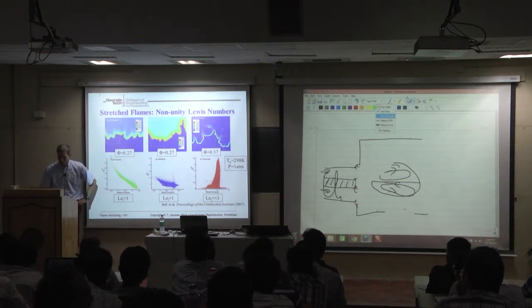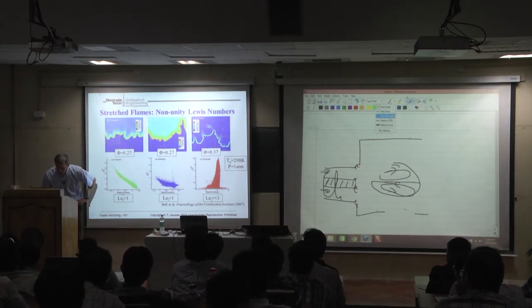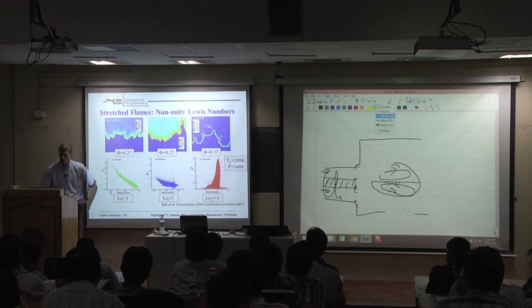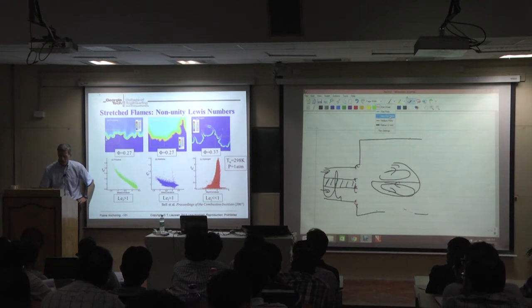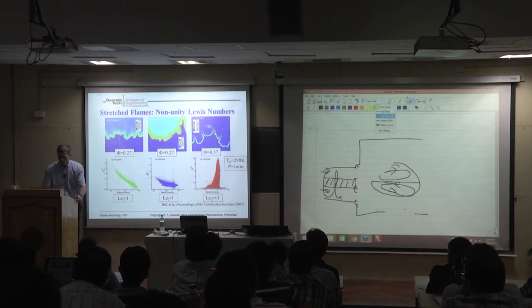But here you can see the propane flame. What they did was plot the local curvature of the flame front, right? You can see that there are points where the flame is curved into the reactants and where it's curved away from the reactants and so forth. And you're looking at mole fraction of OH.